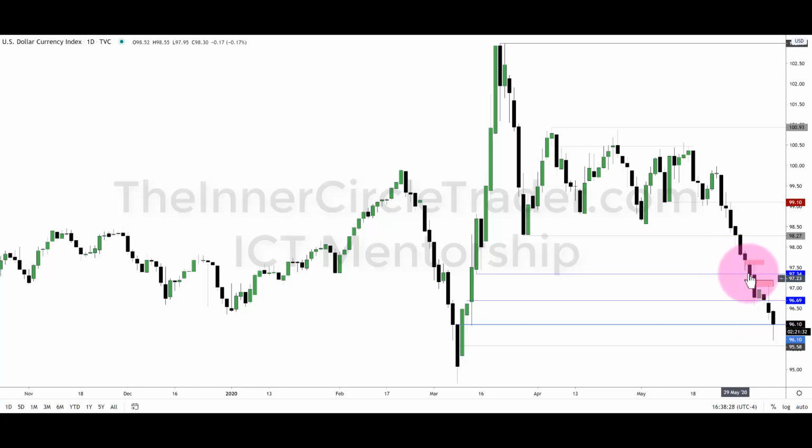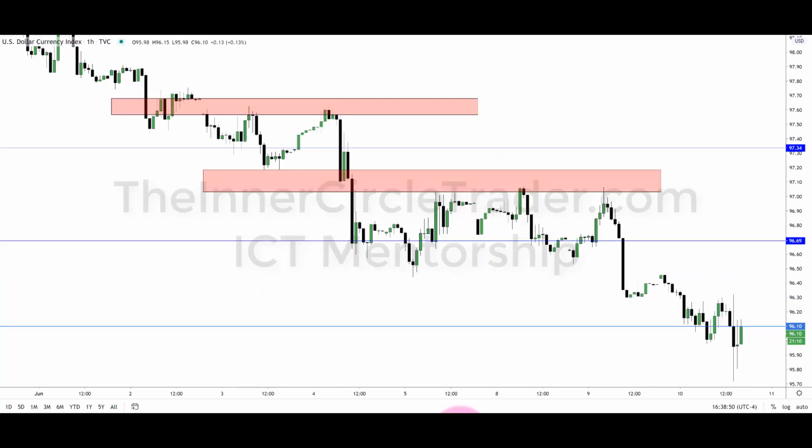So let's take a look at a lower time frame hourly chart on this. All right, so there's the hourly chart on the dollar index. Now again, as I mentioned in the previous videos, we had that real gap. This is an actual gap that exists in the price action. We do trade up into consequent encroachment.